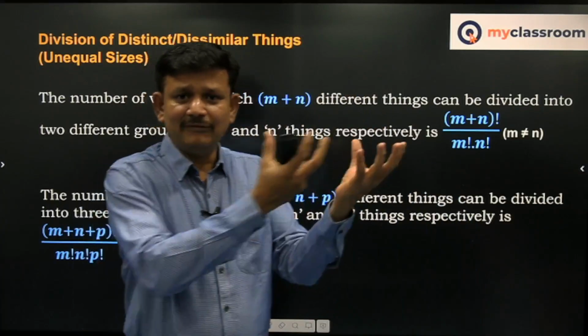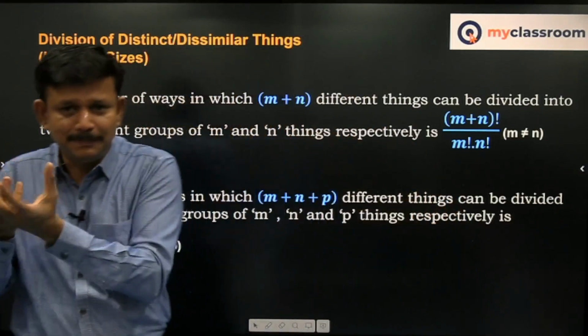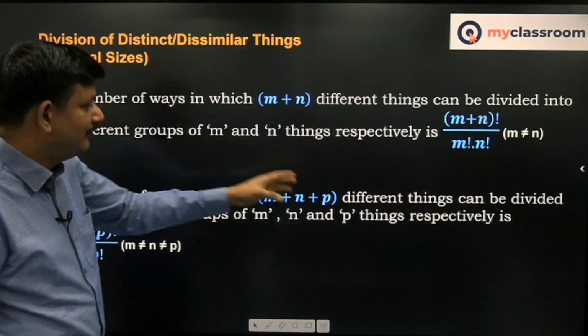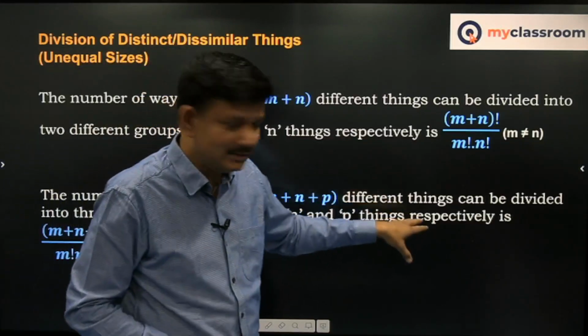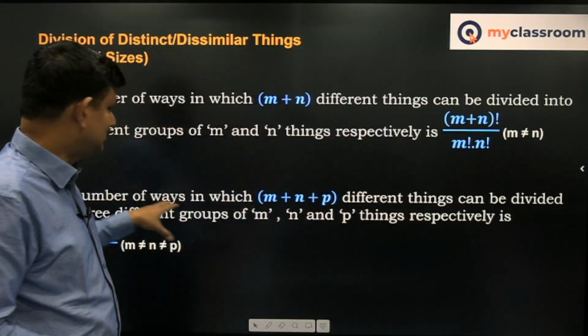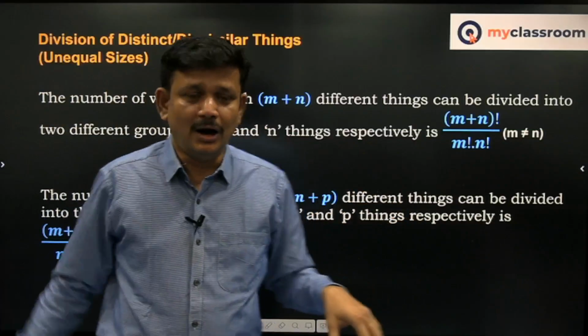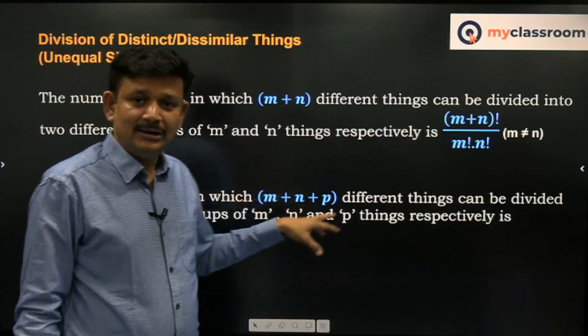Next, let us say I have m plus n plus p things, and they are all different, and I have to divide them into 3 different groups of sizes m, n and p.